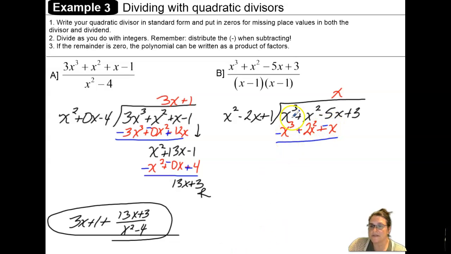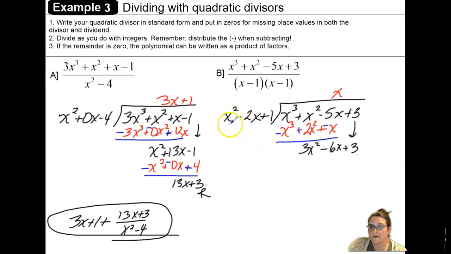Combine like terms, and I have x cubed minus x cubed. That cancels as 0. X squared plus 2x squared is a 3x squared. Negative 5x minus another x is negative 6x. And then I can bring down my last term, the constant 3. Then we repeat that algorithm.